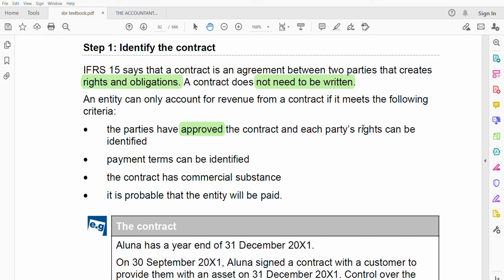Rights are also identified. You know what the right of each party is. It is identified. Payment terms can be identified. Even the payment terms are very clear. The contract has commercial substance. It's not that you're giving charity or pricing below the market price. And it is probable that the entity will be paid. The probability is there that the entity will be paid.